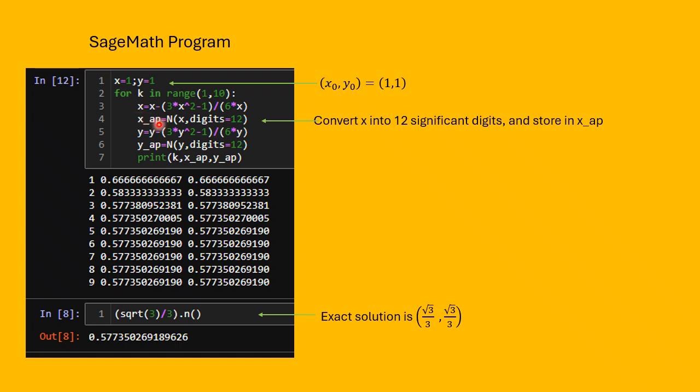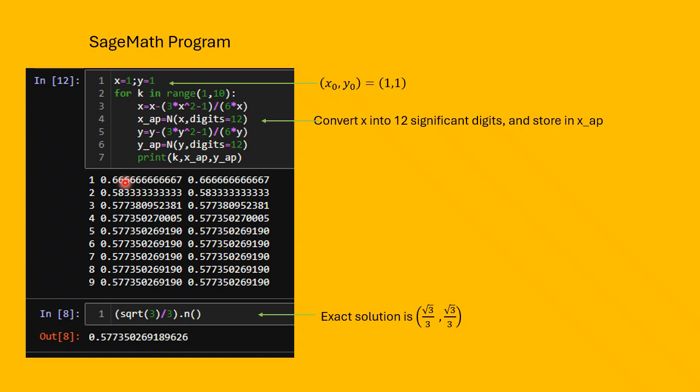I thought x underline AP made sense. It's an approximation of x, decimal. Similarly, we will find 12 digits of y here. And then after that, we'll print the value of k, which was the loop variable up here, and then the 12 significant digit representation of x, and the 12-digit representation of y.